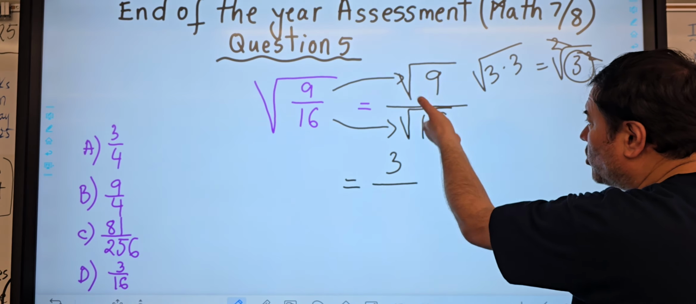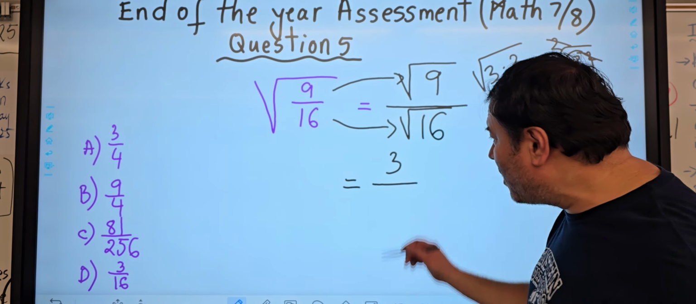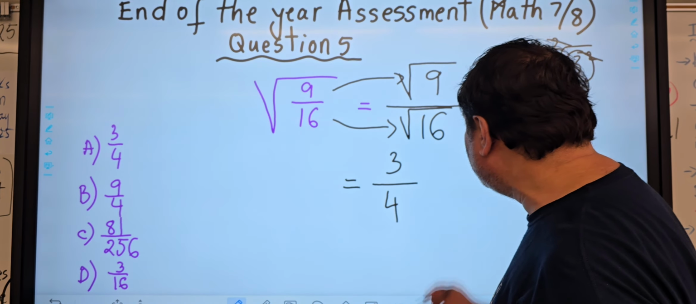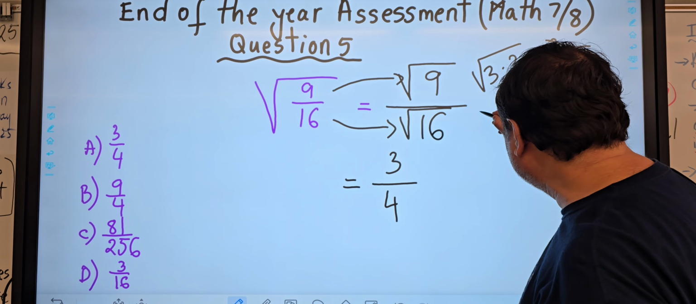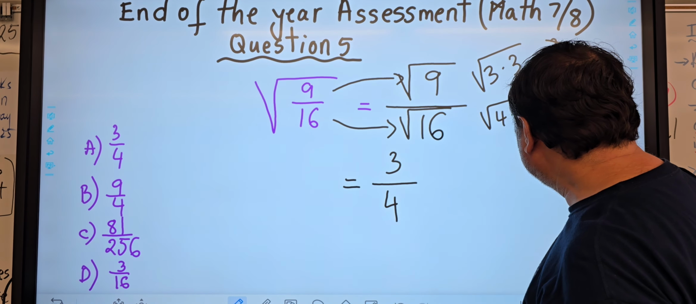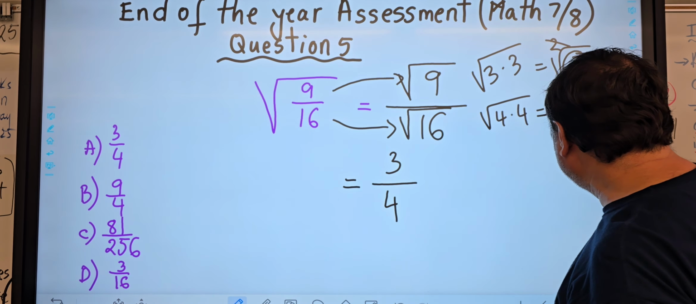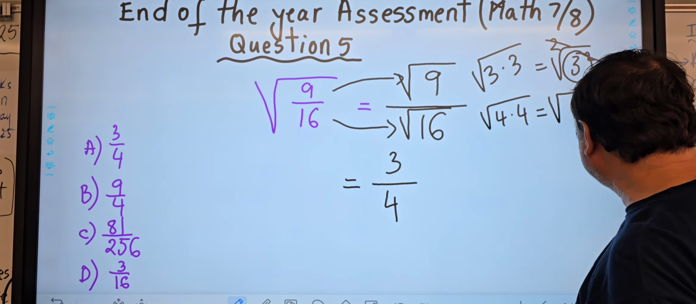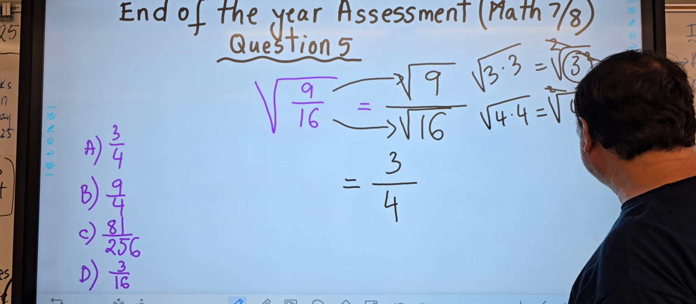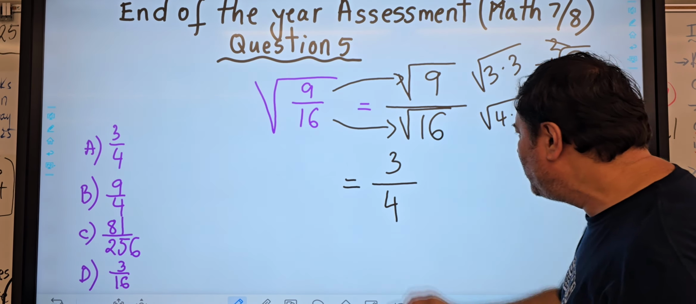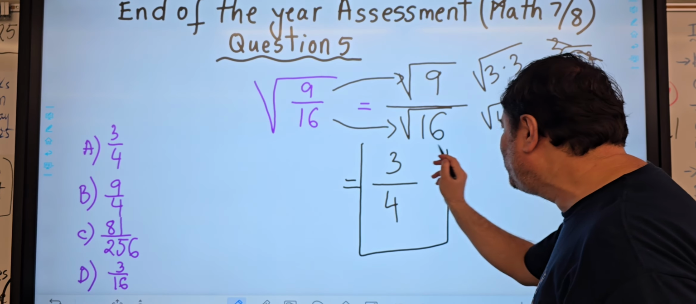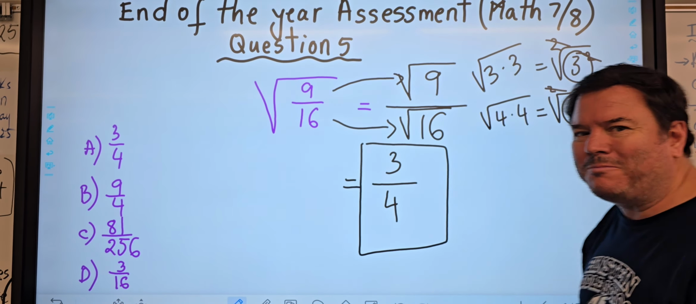The same thing, the square root of 16 is 4, because 4 times 4 is 16. And here, the square root of 16 can be written as the square root of 4 times 4, and it can be written as the square root of 4 squared, right? This cancels out, so we get a 4. So the final answer is just 3 over 4.